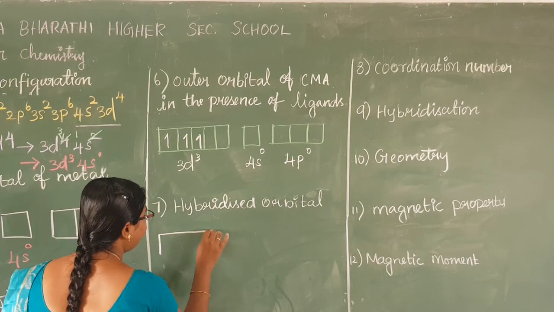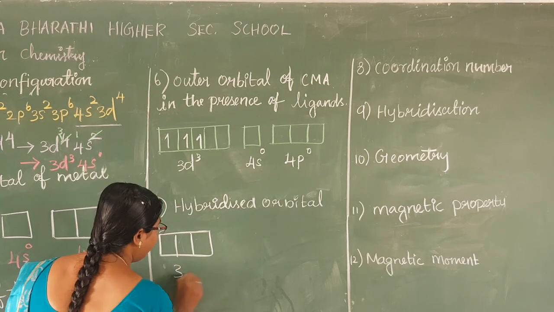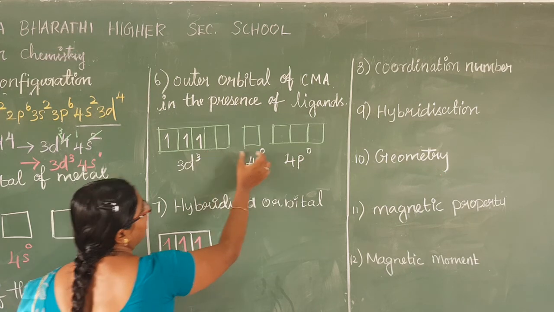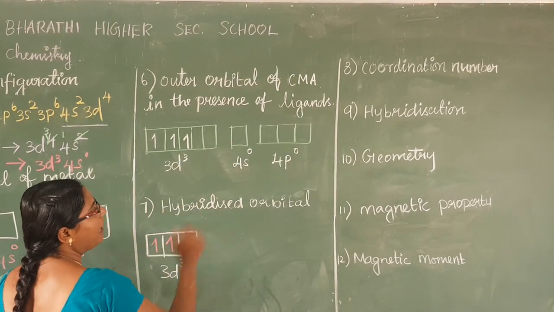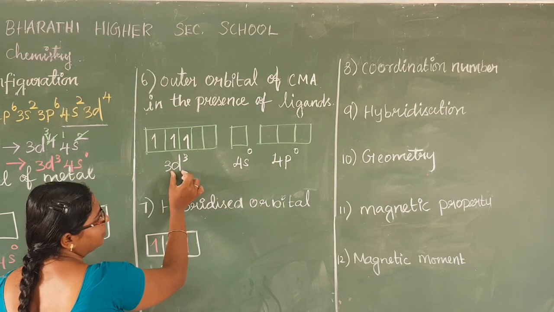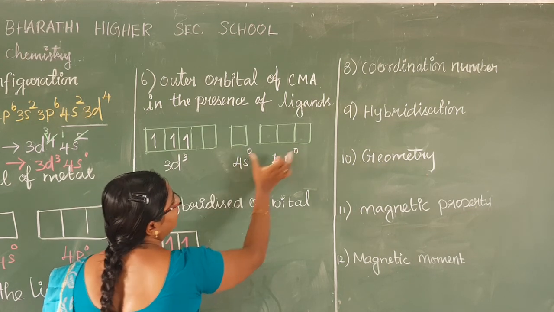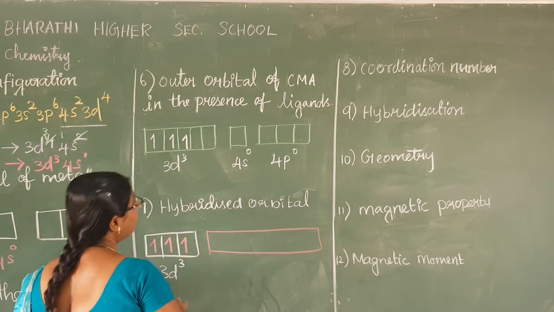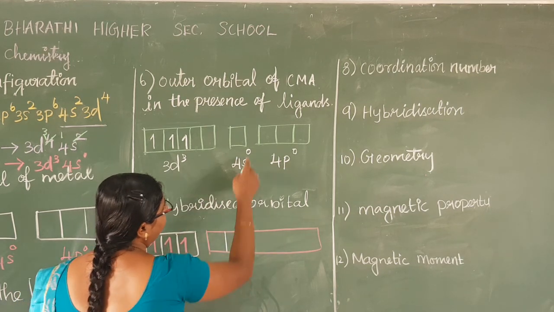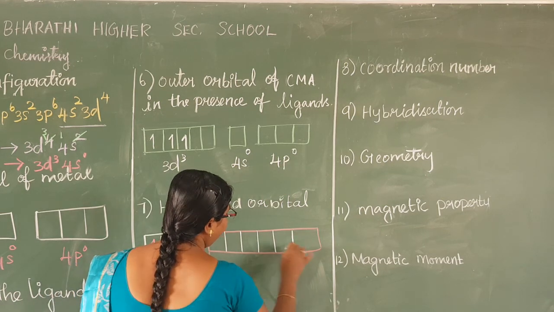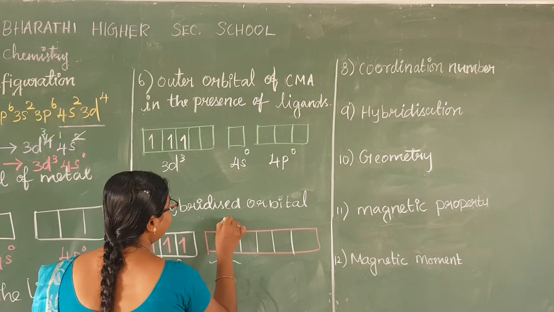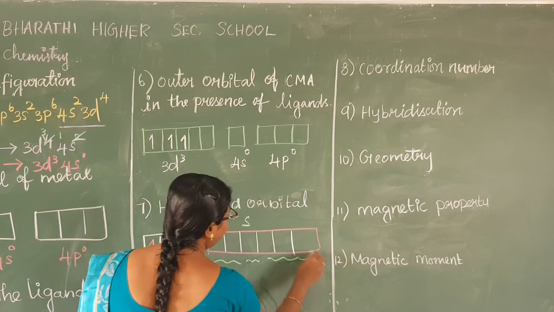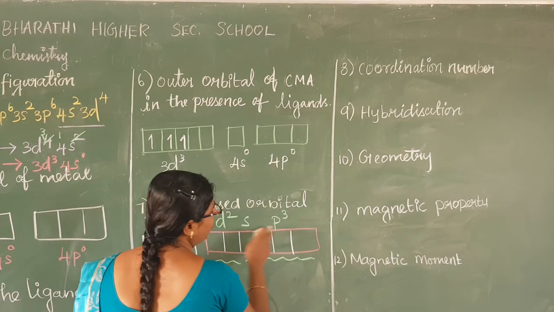So let me draw the structure here. This 3d3 orbital I am writing like this, and I am filling the electrons here: 1, 2, 3. The remaining I am going to mix together to form the hybridized orbital. 2 orbitals from D, then 1 orbital from S, then 3 orbitals from P. I am going to mix all these. So these 2 from D, this from S and these 3 from P. So I am writing D2 S P3.